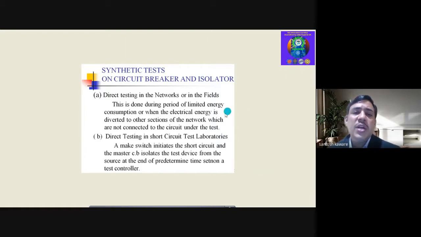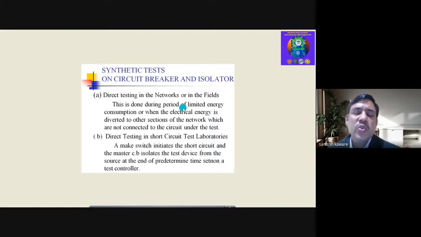Suppose there is a redundancy available in the network. I have two sources, meaning any city is having two sources. So during testing, one source I can keep off, and through the other source I can supply the power to that city. In such a condition, we can take this test directly on the site or field.